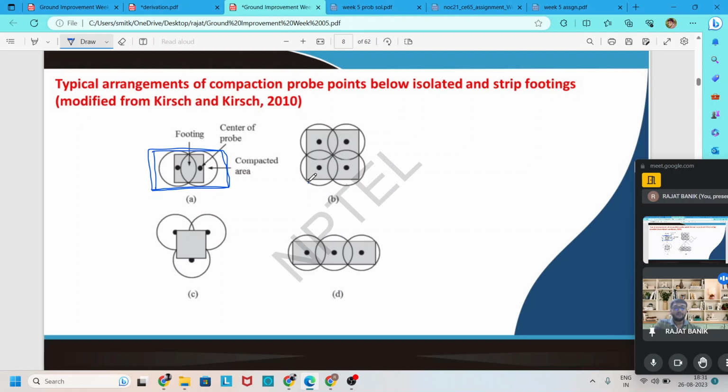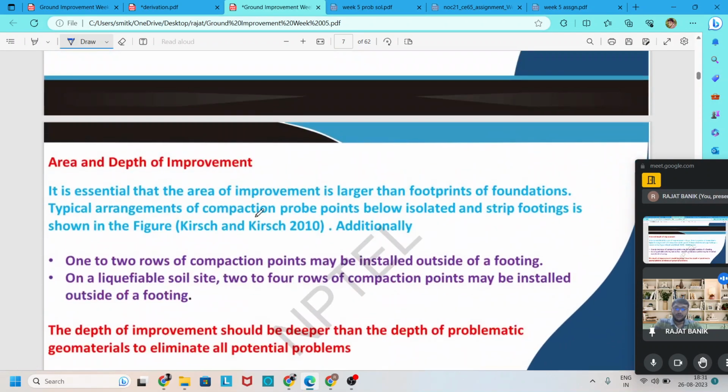If the footing area is big, more compaction points are needed. For critical points we also apply compaction points like that, and for a steep footing we use it like that. So it is essential that the area of improvement is larger than the footprint of the foundation. It is also discussed that one or two rows of compaction points may be installed outside the footing.